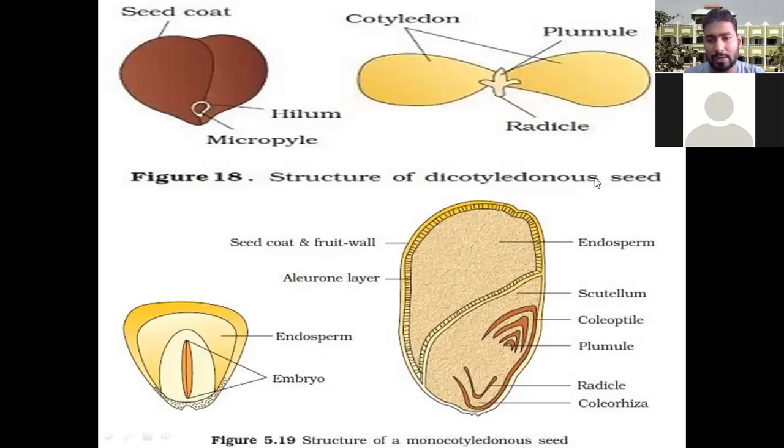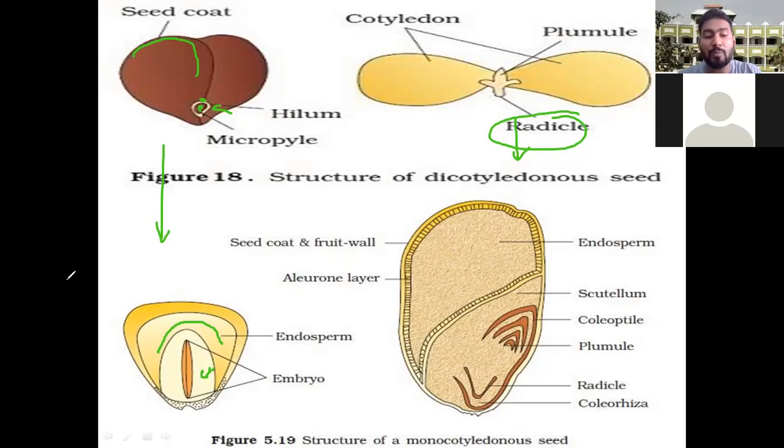Look here. This is the hilum, the place by which the seed attaches, and above the hilum is the micropyle, through which oxygen and water enter. Now in this monocot structure, you can see the endosperm, which is stored outside the cotyledon. The reserve is stored outside the cotyledons.